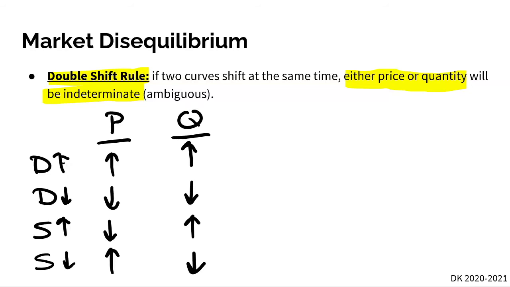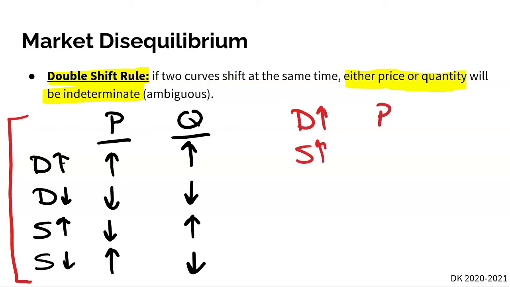So what happens if there's a double shift? Because this chart right here tells us what happens when a singular demand curve or a singular supply curve shifts. What happens if both demand and supply shift at the same time? Let's say, what happens to price and quantity if our demand increases and our supply increases? What's going to happen to our price and what's going to happen to our quantity?